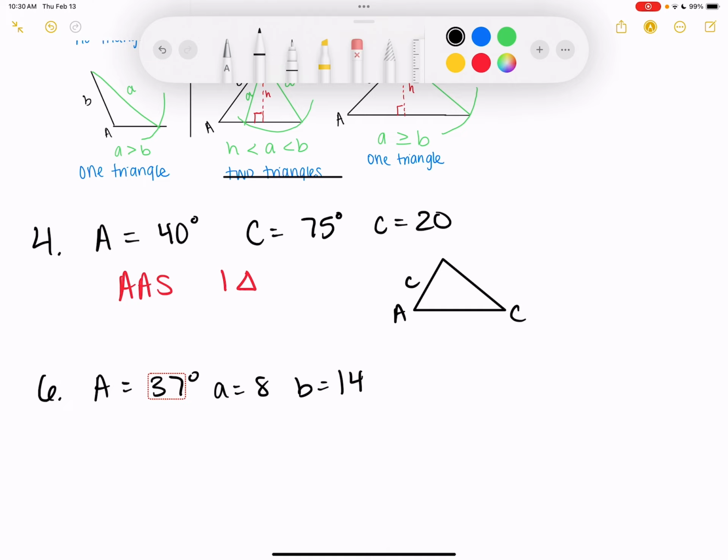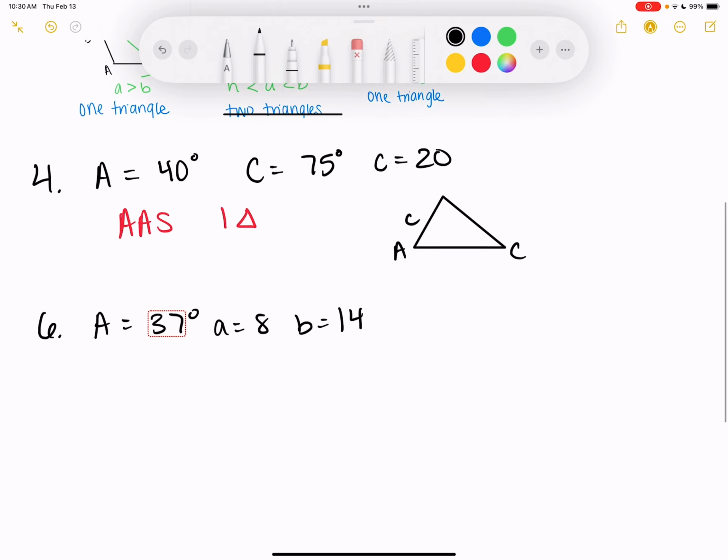Side, angle, side? Wait, no. Right now, all we know is that I have 2 sides and an angle. The only option is for it to be side, side, angle. Do not flip the letters. It can't be the other way around, Daniel.